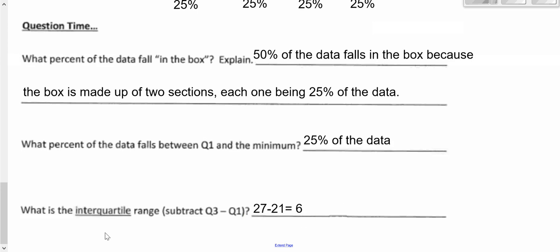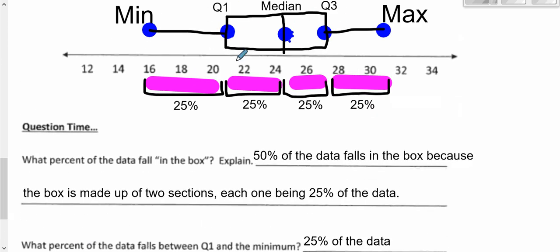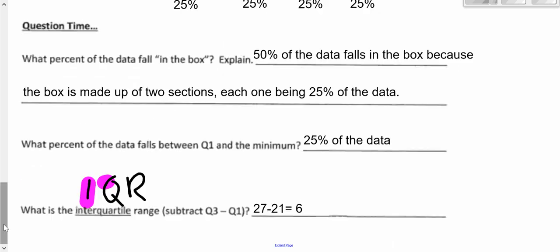So my interquartile range, or sometimes you'll see this written as IQR. I'm sorry, that was my dog barking at something, but you'll see interquartile range written as IQR. So that just tells us the middle part of our data. That means the middle 50% of our data ranges 6 points, okay?